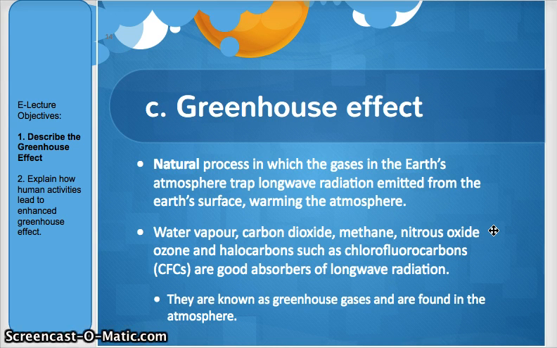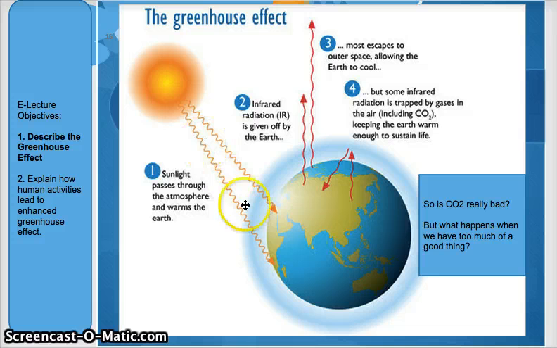Some of these gases include water vapor, carbon dioxide, methane, nitrous oxide, and so on, and you can read all of this on your own. Now these are known as greenhouse gases, and they are all found in our atmosphere. And what they do is that they trap this sunlight. So as the sunlight passes through our atmosphere and warms the earth, of course, as you know, long wave radiation is given off by the earth. And a lot of this escapes, but actually only about 10%. So this allows the earth to not overheat, but some of it is also trapped to keep the earth warm and to sustain life. So if you notice here, they're actually talking about carbon dioxide.